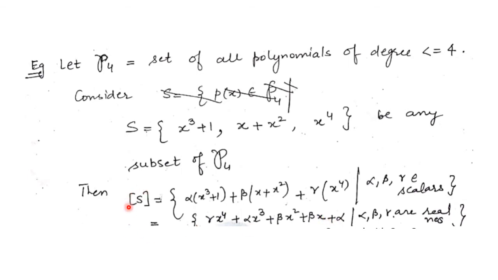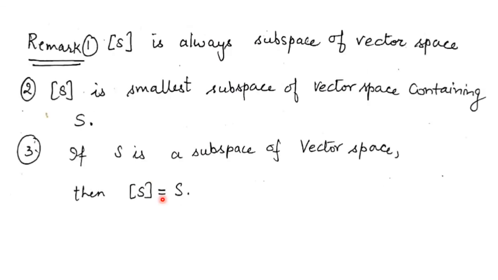So span of S will be a set of polynomials with these coefficients. Okay, so it's clear. You are given any set S, take the linear combination. You combine these elements, you will get a set which is called span of S. So now the remarks.